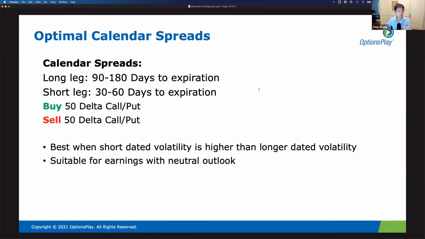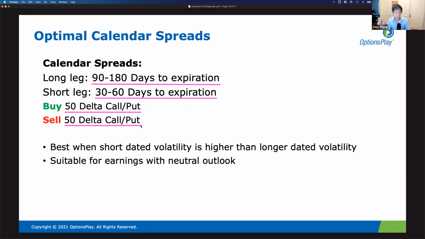Okay, perfect. So now let's talk a little bit about what we consider the optimal calendar spread. Generally speaking, you want to go out at least about 90 to 180 days in expiration for the long leg. And on the short leg, you would generally follow the same best practices that you would if you were selling a covered call, somewhere between 30 to 60 days away. Short dated options, not too far out, not too far in, and you want to buy an at the money call or a put and sell an at the money call or a put.